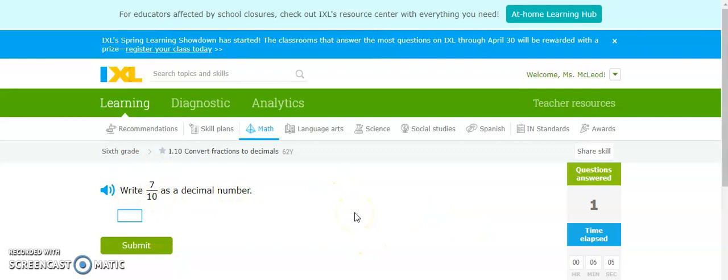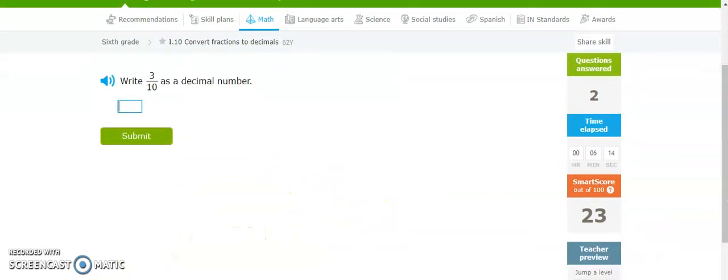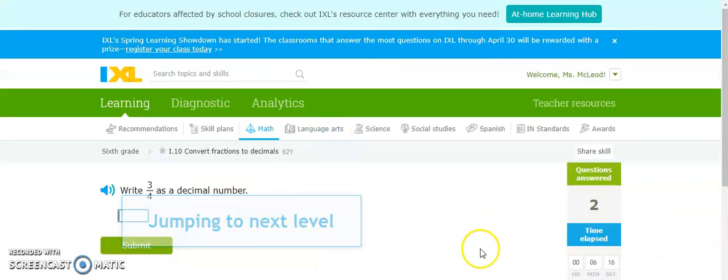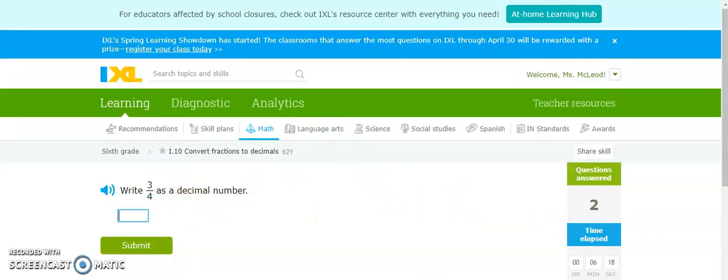This problem is very similar. I would just take my 7, divide it by 10, and put this one in as 0.7, and it would also read as correct. All right, we're going to jump up a few levels to get to a little bit harder problems.